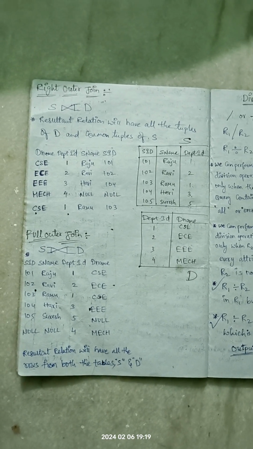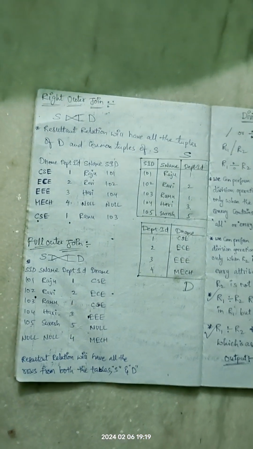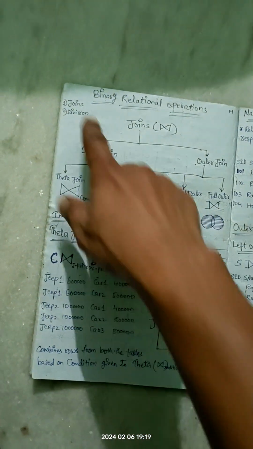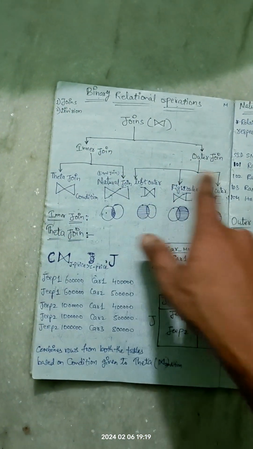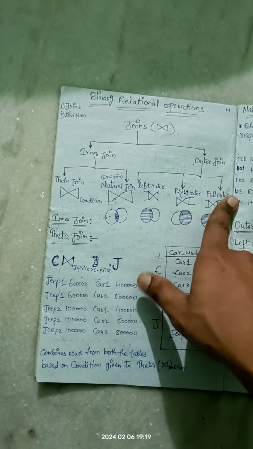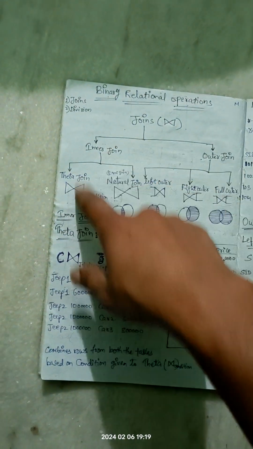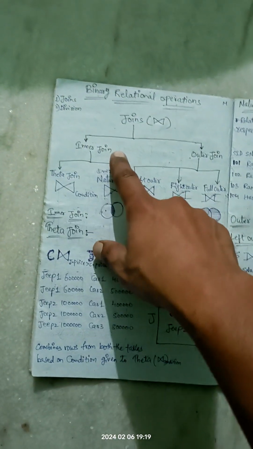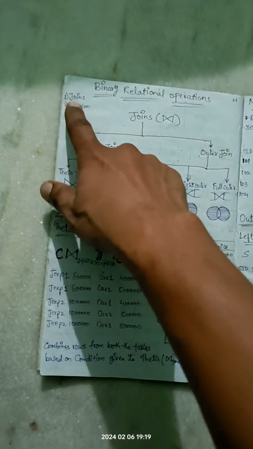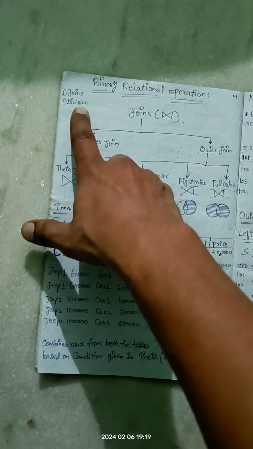In the next video we'll cover the next topic. See, joins are completed. Left outer, right outer, full outer are also completed. So inner join and outer join both are completed. In the previous video I covered this, and in this video I have covered this. So joins are completed. Now in the next video I will cover divisions.